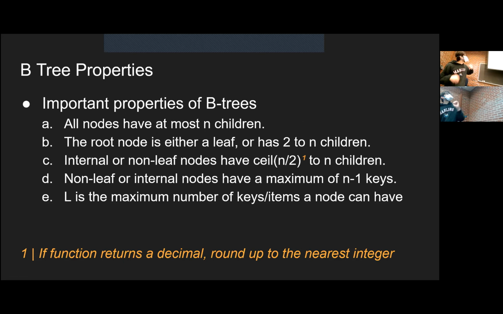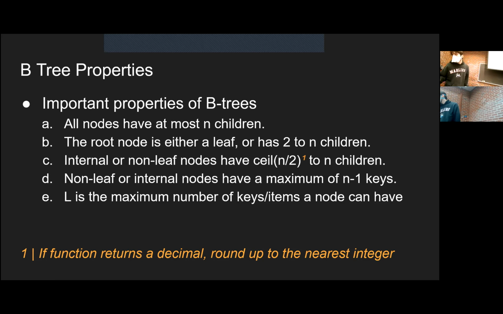Okay, so now properties. All nodes have at most n children, and the root is either a leaf or has 2 to n children. Internal or non-leaf nodes have ceiling of n/2 to n children, and a maximum of n-1 keys. L is the maximum number of keys, right? So I'll go over what's important to know about this.